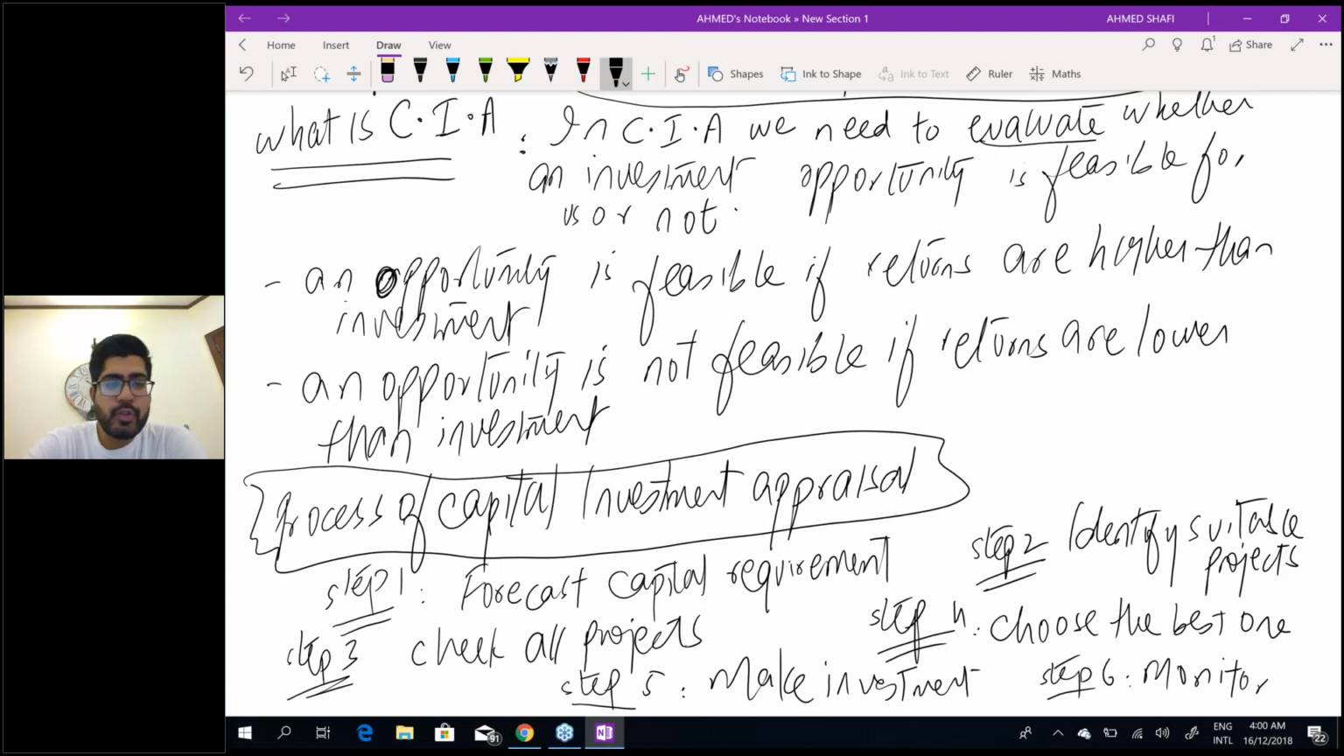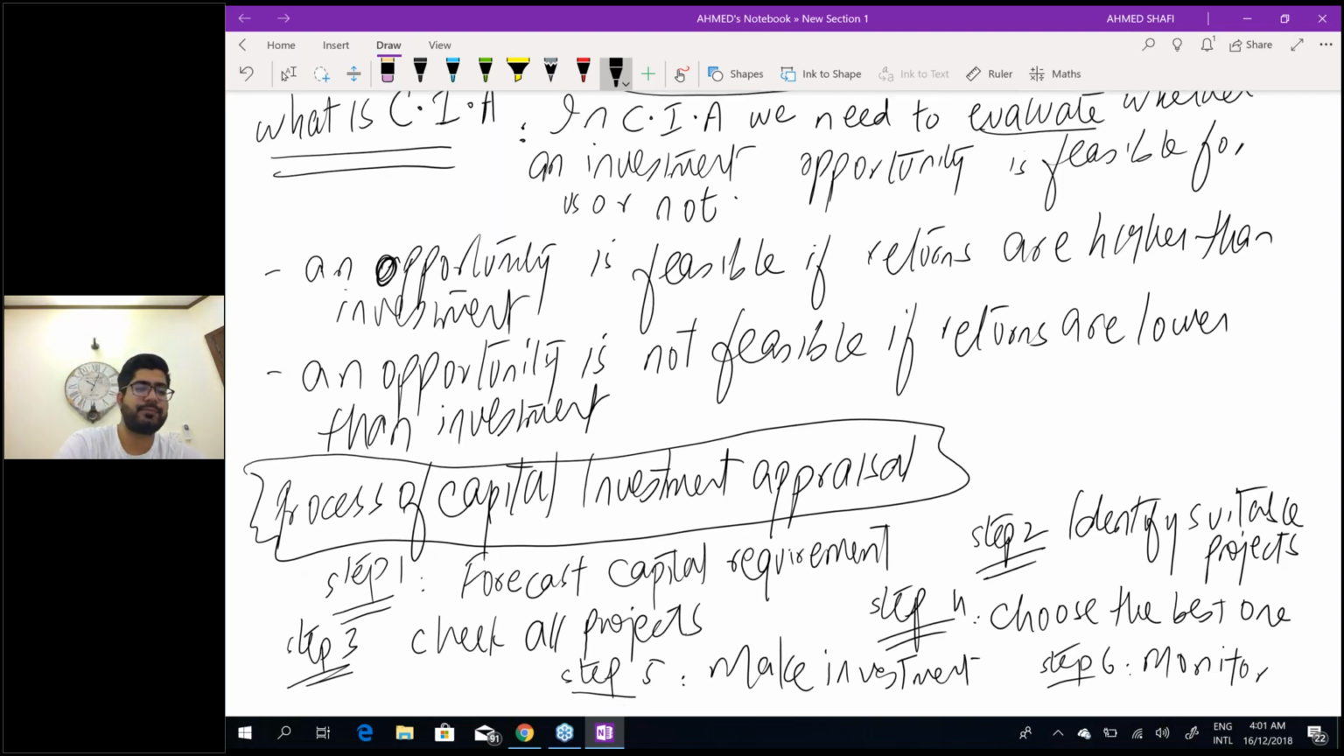An opportunity is feasible if returns are higher than investment. Quite logical. An opportunity is not feasible if returns are lower than investment. If the returns are lower than investment, then obviously the opportunity is not feasible. So that's the basic thing in capital investment appraisal, that you need to evaluate whether an investment opportunity is feasible or not. So what exactly is appraisal?